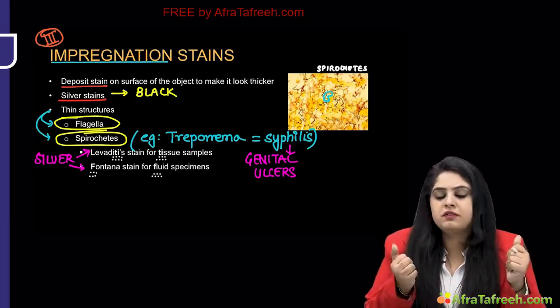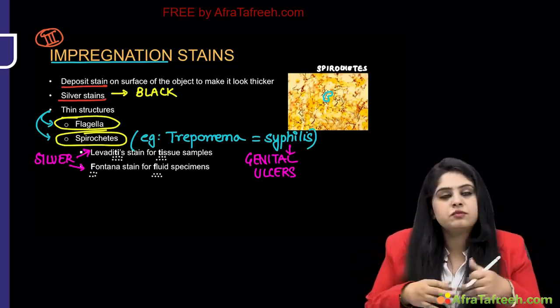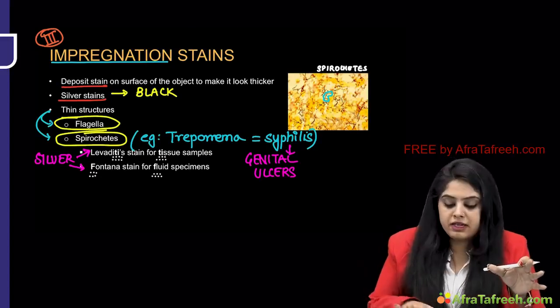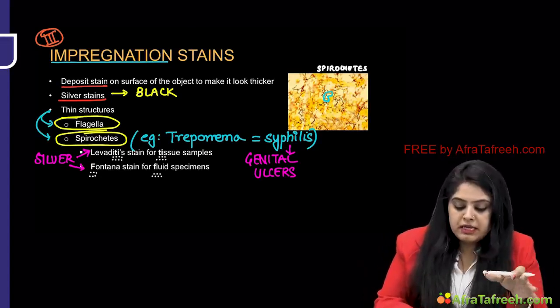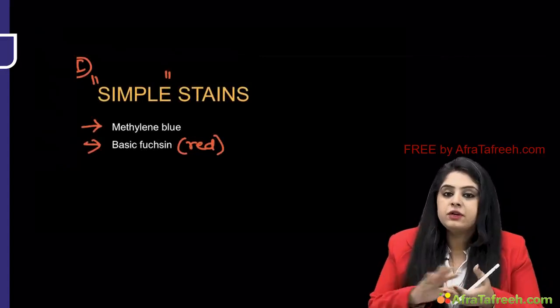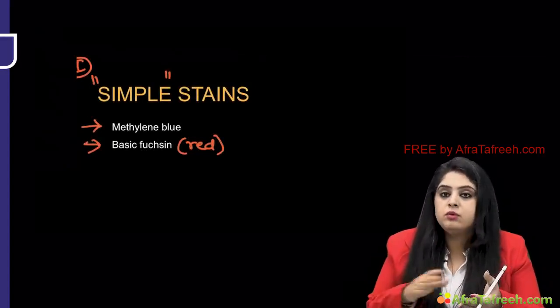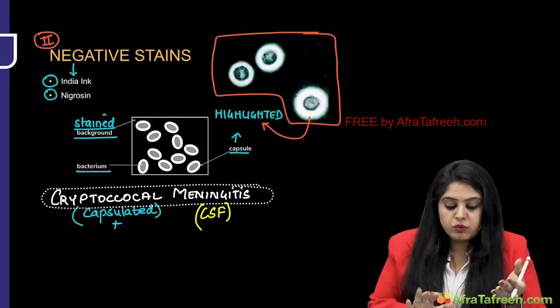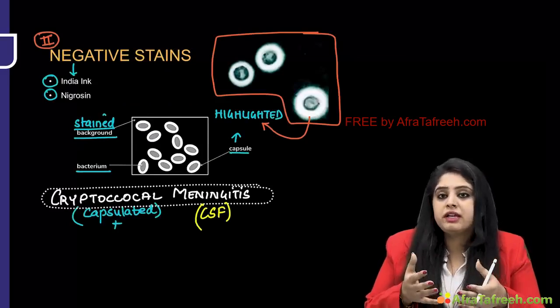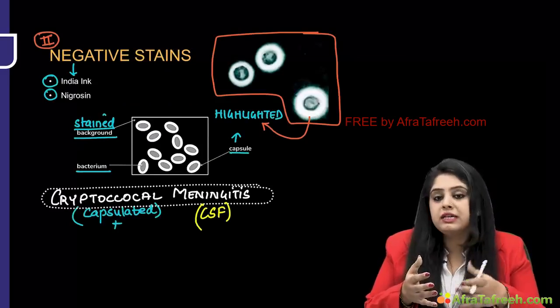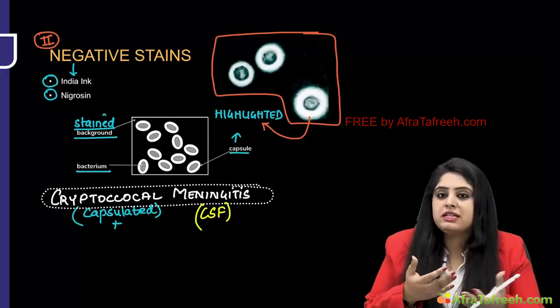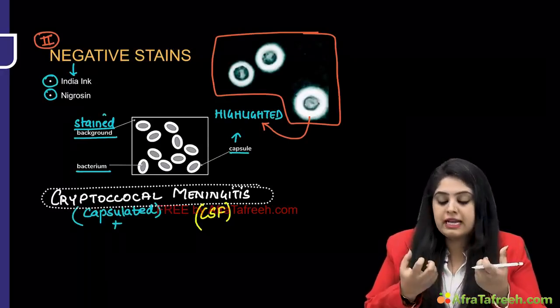How? By depositing silver. So we've done three things, and I've spoken a lot about very boring black and white things. The first one was simple. In simple, what did we have? Only one color is added, either all blue or all red. The second one was what? These are negative stains. What are negative stains? The background is going to be stained and then the main organism is all highlighted out.